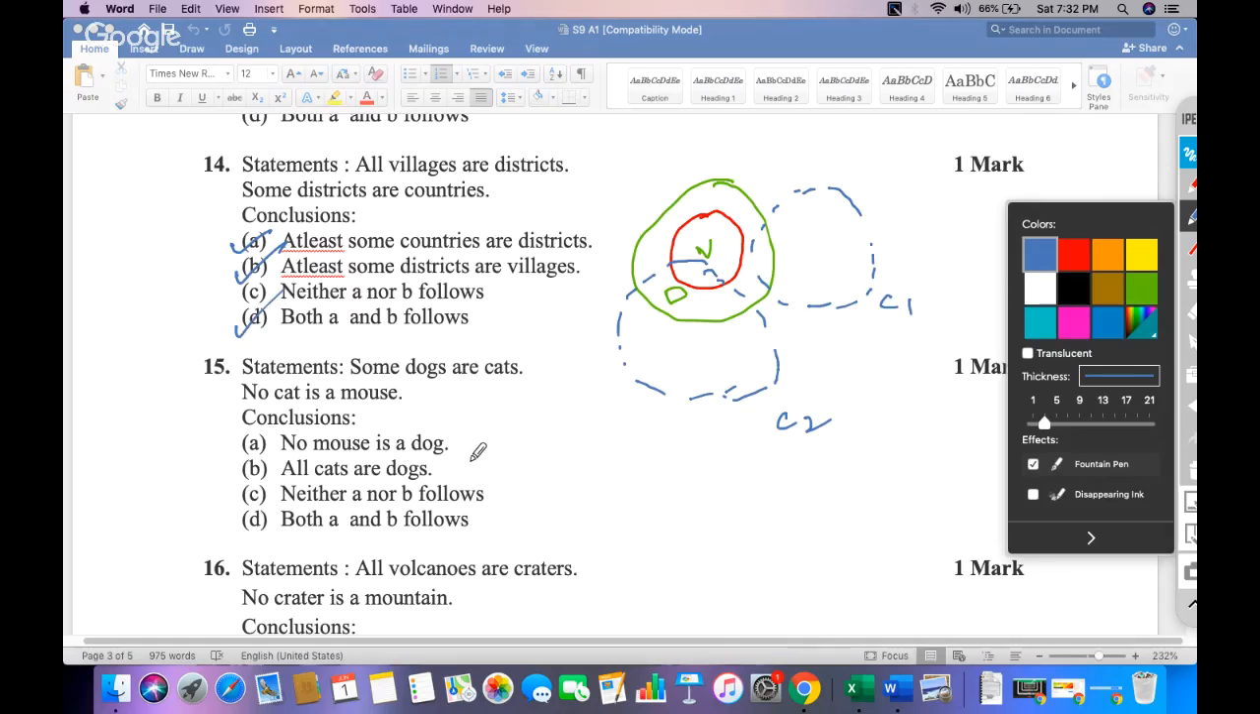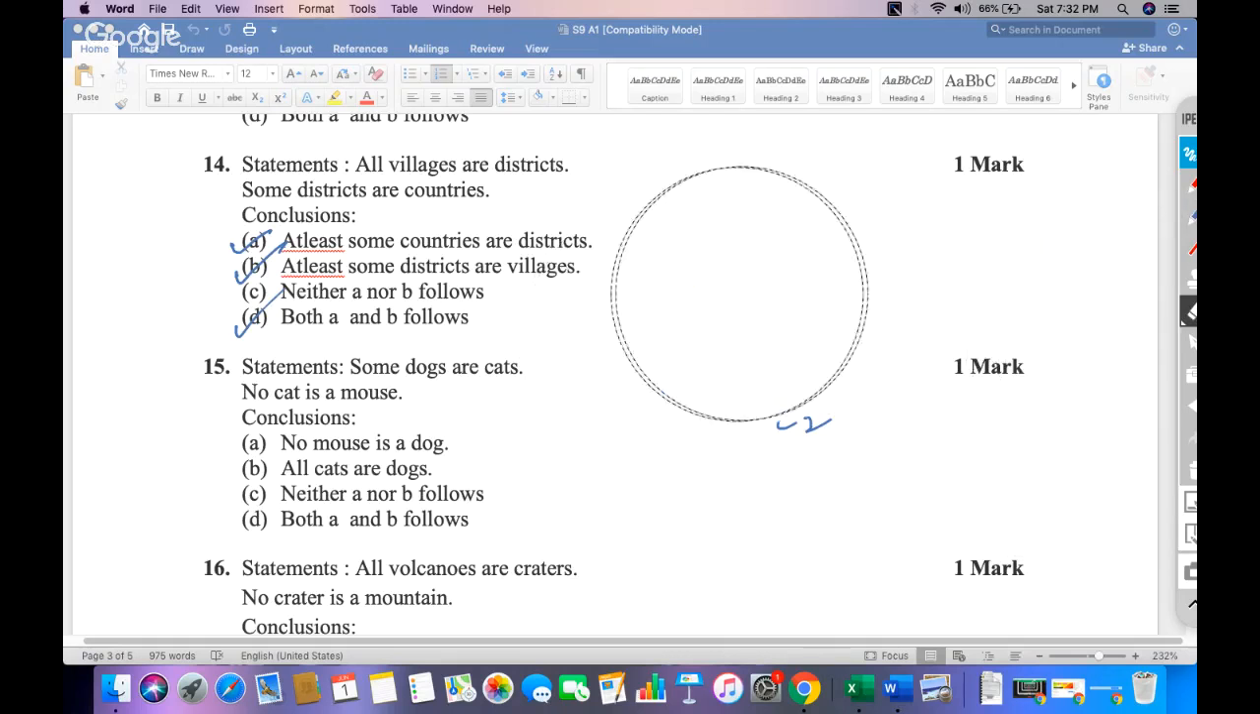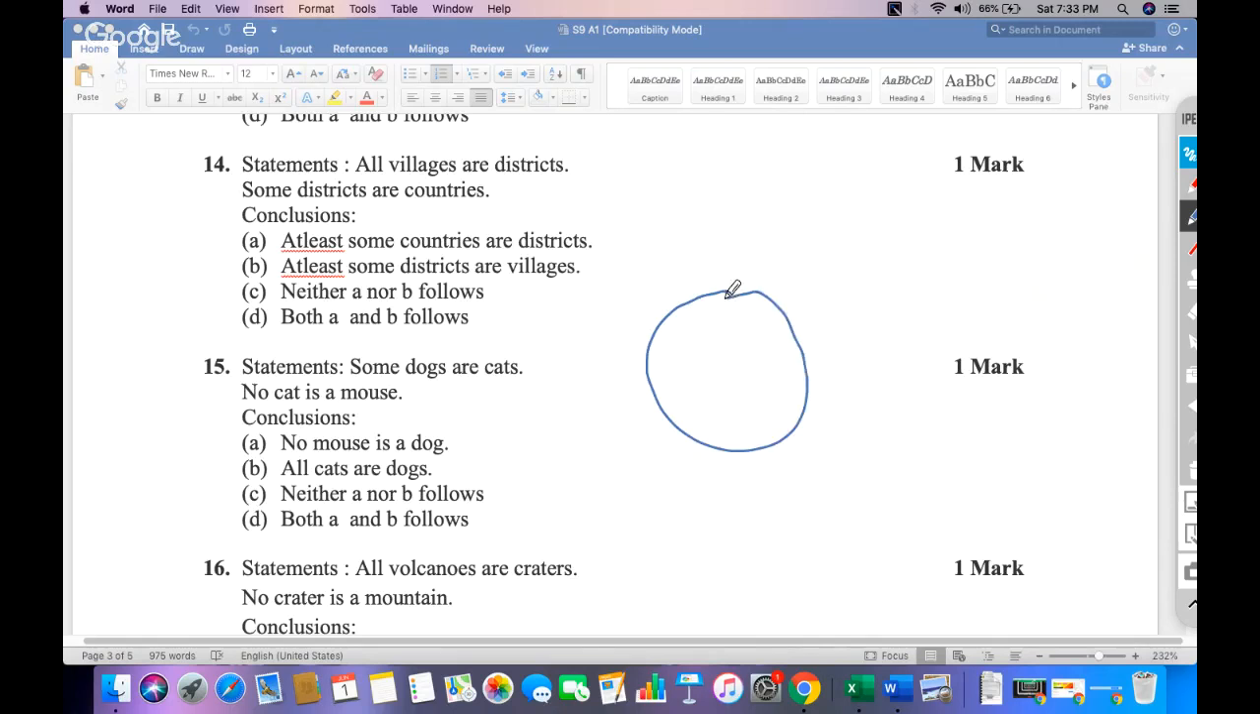Question number 15. So question number 15 is some dogs are cats. So something like this. Dog, cat, and no cat is mouse. Now no cat is mouse can be like this. So mouse can be somewhere like this, or mouse can be somewhere like this.